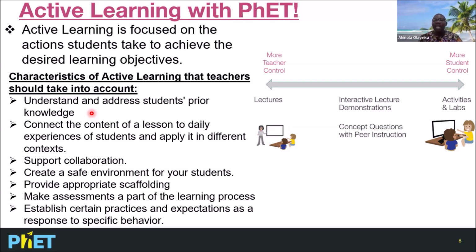Definitely in a class of, say, 10 or 20, you will have fast learners, you will have slow learners, you have people who learn differently from the ways other people will learn. And so there is need for us to understand and address the peculiarity of each learner. Prior knowledge is very important to be able to do that. And then number two, we need to connect the content of a lesson to daily experiences of students and apply it in different contexts.